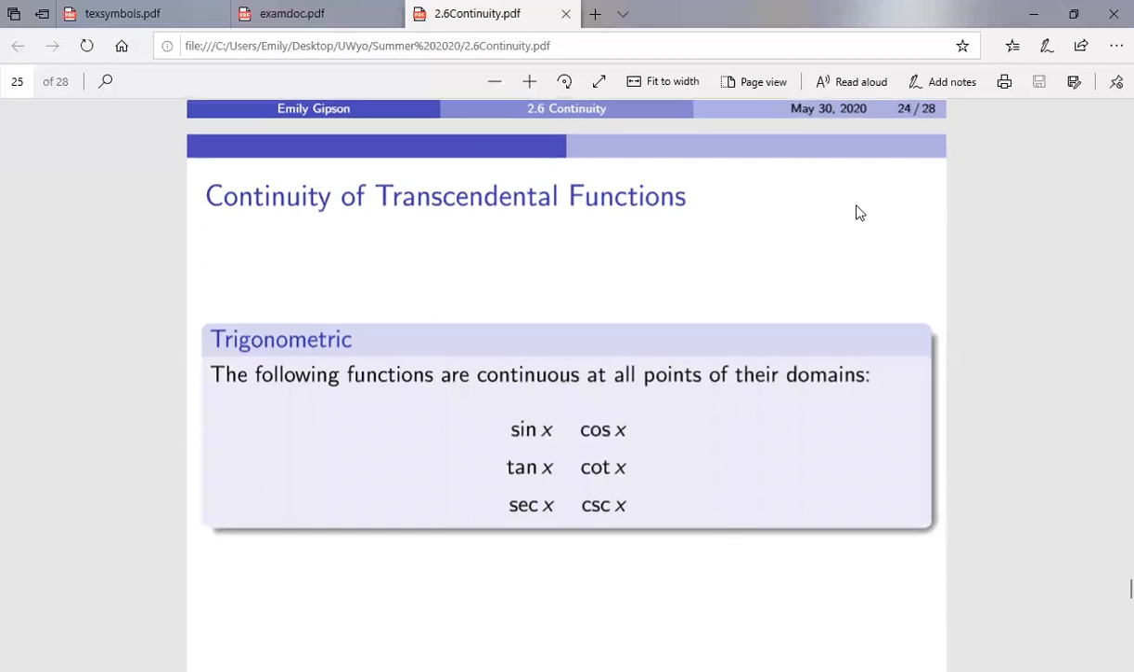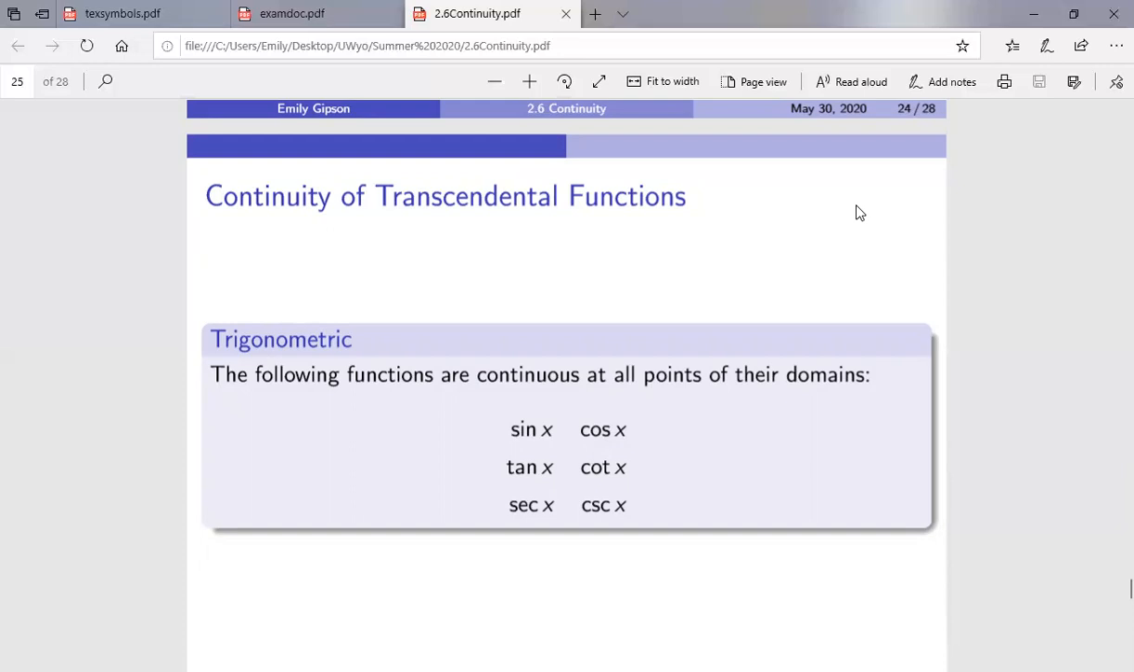So we've done algebraic functions, we've done rational functions, we've done polynomials. Now it's time to get to these nasty transcendental functions. And I'm going to break this up into a couple of slides. Really, the only thing I want you to know is just copy these down. Remember that they're continuous for all the points in their domains.